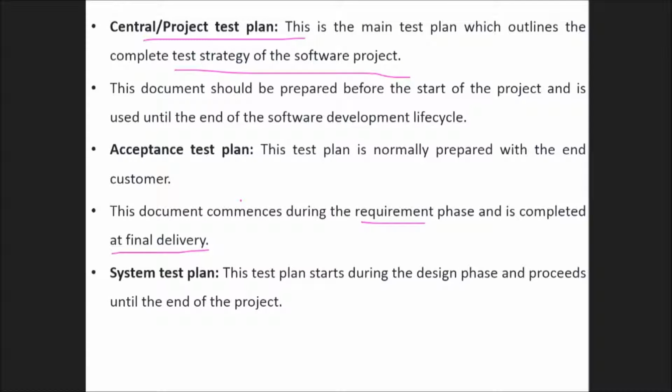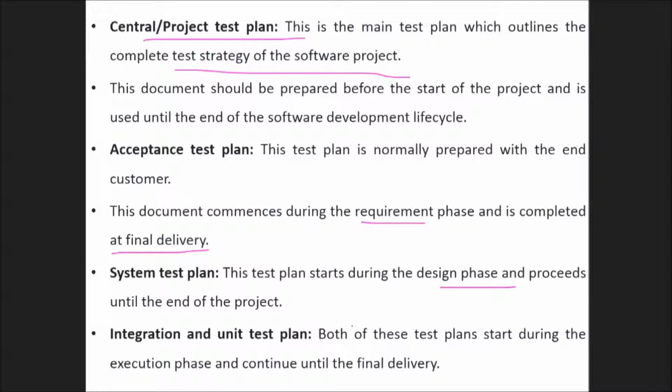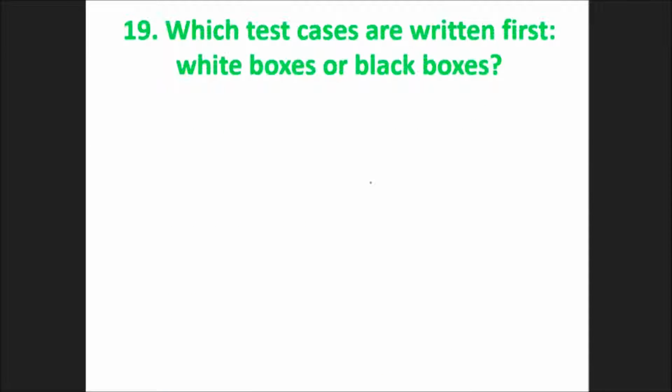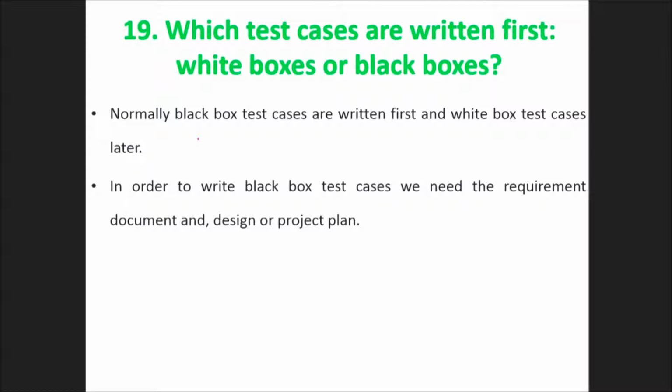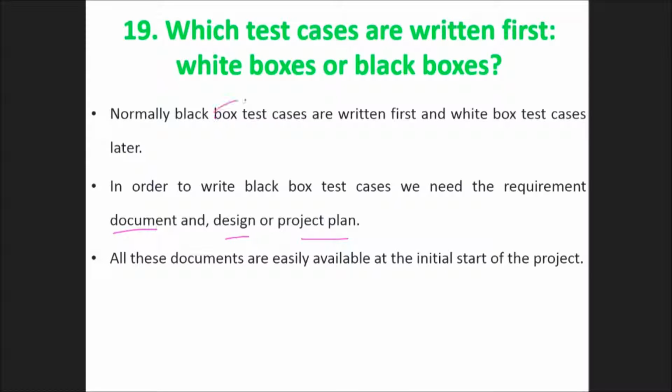Then we come to the system test plan. This test plan starts during the design phase and proceeds until the project ends. The integration and unit test plans both start during the execution phase and continue until the final delivery. Now you may be asked which test cases are written first, white box or black box. Normally black box test cases are written first and white box test cases are written later, because in order to write black box test cases, we need the requirement document, design, and project plan. That is why black box cases are written first and white box later.